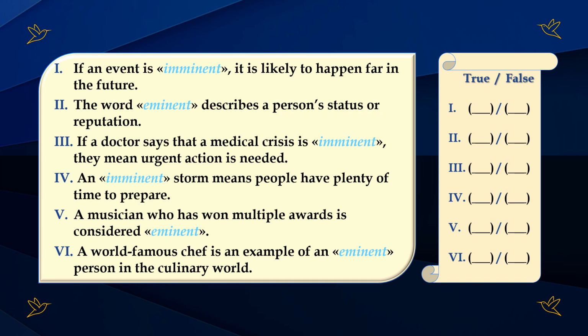4. An imminent storm means people have plenty of time to prepare. 5. A musician who has won multiple awards is considered eminent. 6. A world-famous chef is an example of an eminent person in the culinary world.